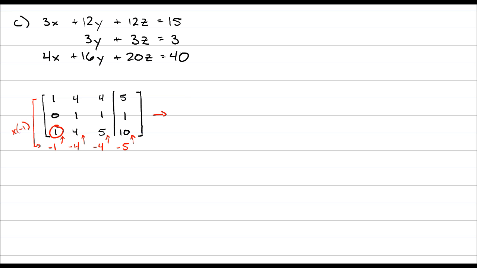That will give me this new matrix, 1, 4, 4, 5. The first row doesn't change. 0, 1, 1, 1. And then I'm going to get 0, 0, 1, and 5.